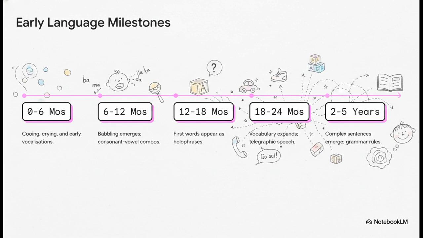Before we look at Noam Chomsky's groundbreaking work, just trace these rapid, incredible milestones of early language. From babbling at 6 months, to the first words around 1 year, to a sudden language explosion at 18 months, resulting in telegraphic speech. By the time a child is just 5 years old, complex sentences emerge, and they've internalized intricate grammar rules, all without any formal instruction from a teacher. It's nothing short of miraculous.